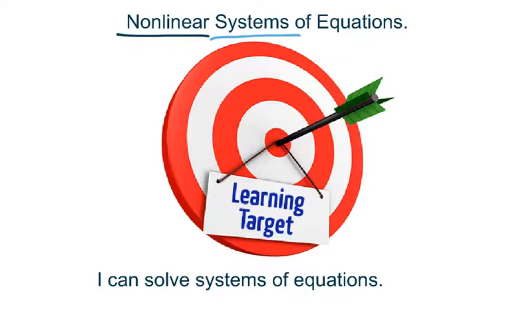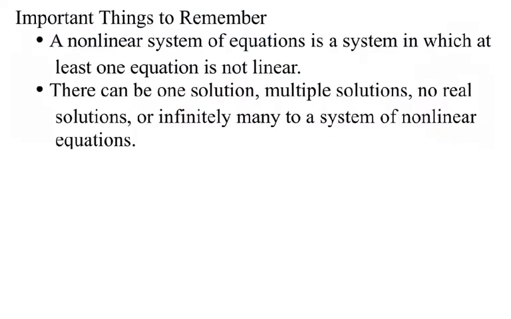And remember, the whole point of solving a system is to find where it intersects. So that idea is still going on. Alright, so here are important things to remember. A nonlinear system of equations is a system in which at least one equation is not linear. So maybe one of them will be linear, but at least one of them is not going to be a straight line.